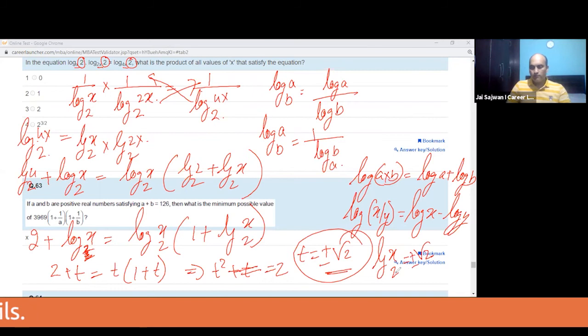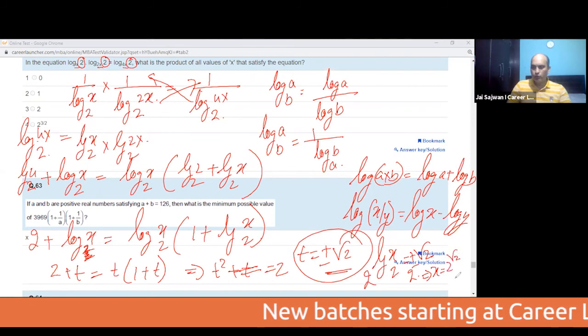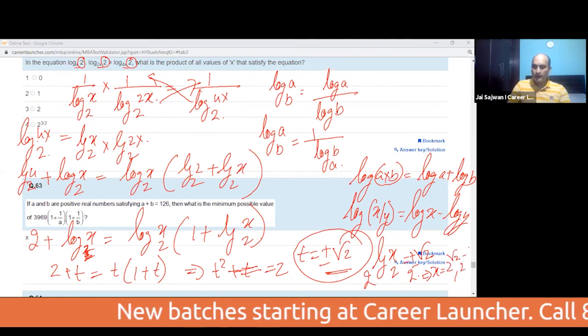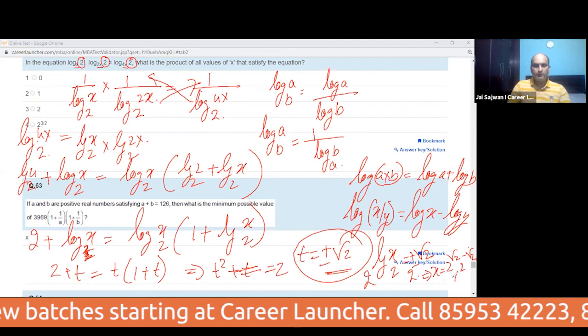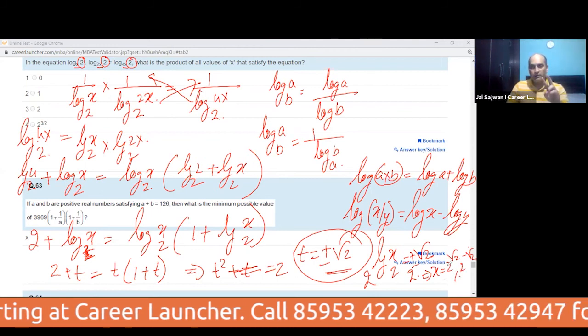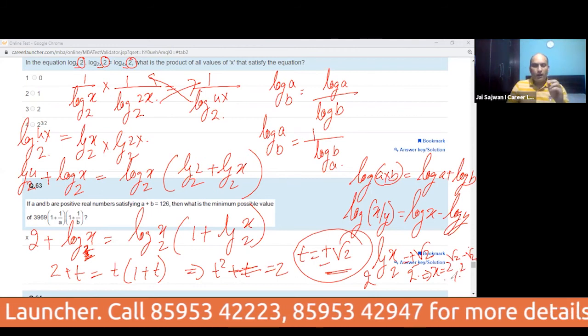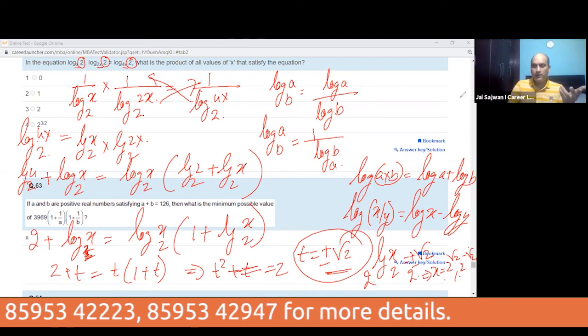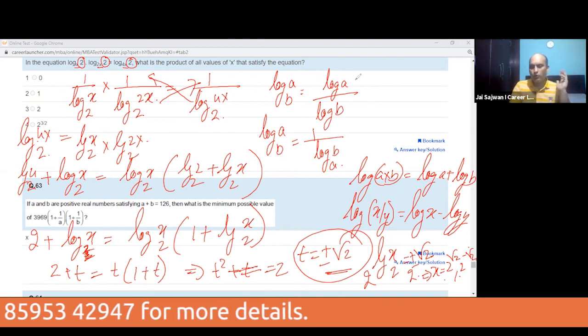Fine. I'll raise both of these values to the power of 2. I'll say from here x is equal to 2 to the power of root 2 and 2 to the power of minus root 2. That means I'm going to get two real values there. There are two values of this. Now it is asking for the product. It is not asking for the values, it is asking for the product of those two values.